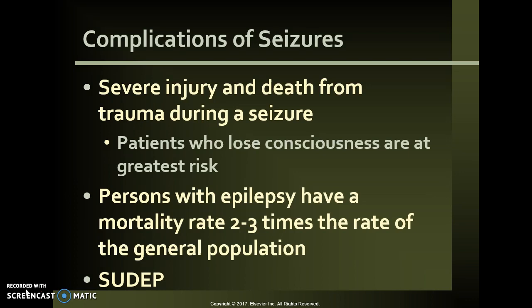People with epilepsy have a mortality rate 2 to 3 times the rate of the general population. So this is something that should be taken very seriously. SUDEP is sudden, unexplained, or unexpected death in epilepsy. That's what that stands for. And SUDEP is higher in males and people that have to take multiple anti-seizure drugs, as well as people that have had epilepsy for a long time and have had poorly managed seizure activity.